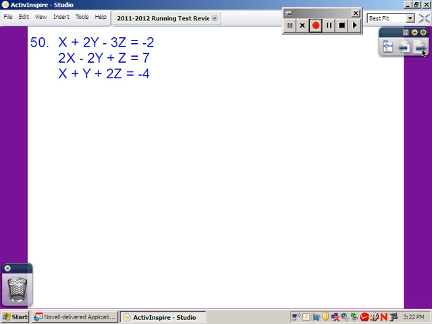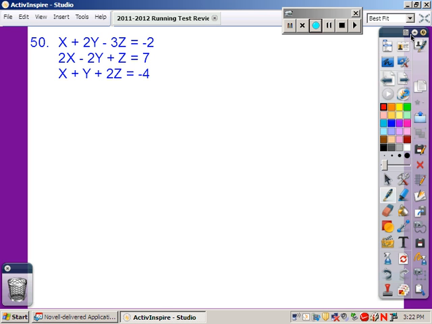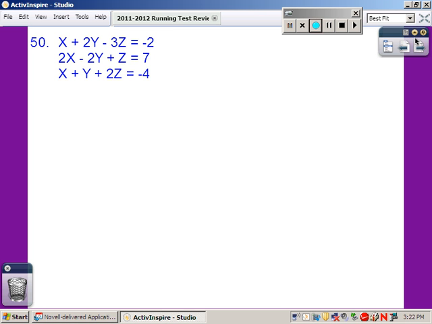Okay, let's look at 50, our most recent stuff. You've been spending 3 or 4 days on these in class now, so I would imagine that you're probably pretty versed in it. So let's take a look at it anyway. All right, we're looking at a 3D elimination system here. So trying to figure out what you can do with this.